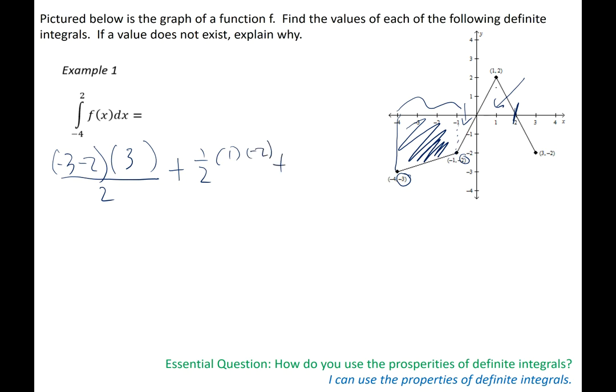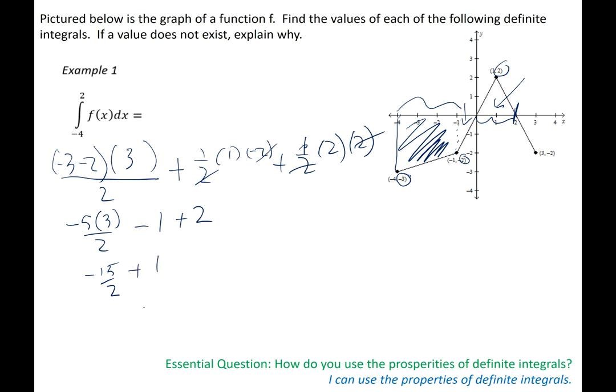Then we've got this big triangle that we have to add as well. On that one, my base is 2, so we've got 1/2 times the base of 2 times a height of 2. All right, so let's do that calculation. We've got -3 plus -2 is -5, times 3/2. The 2 cancels, leaving -1, and the other 2 cancels, leaving +2. -5 times 3 is -15 halves. And -1 plus 2 is +1, but I want it over 2, so I'm going to make it 2 halves, which makes it -13 halves.